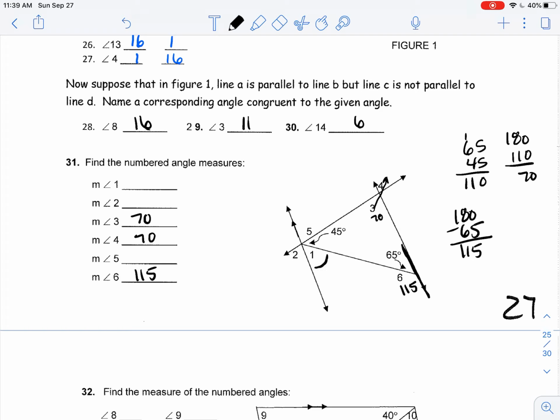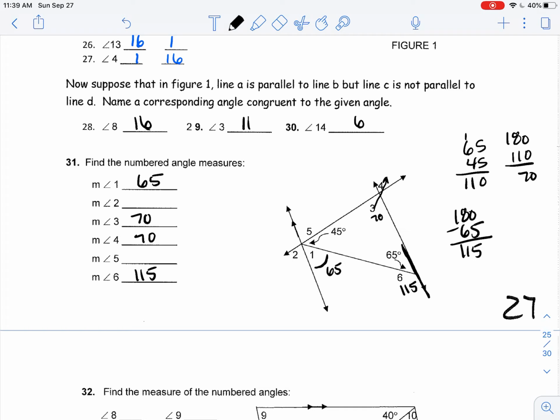Well, angle 6 and angle 1, if I use these, and these are parallel, they have the little chevron right there, it's going to be parallel, and so I know that these 2 angles are supplementary. And so that means angle 1 is going to be 65. These are same side interior angles, which are supplementary, so this is 65.